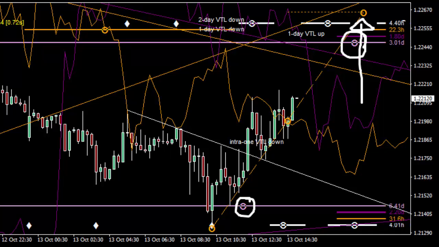Now, even if I had waited up until this point to actually get into a trade, I still have some profits to be made, because I'm still expecting price to move up from its current level at 122,120 all the way up to 122,670.